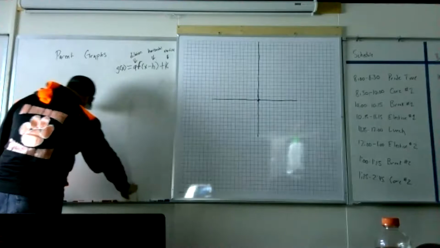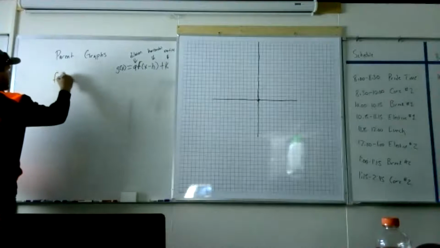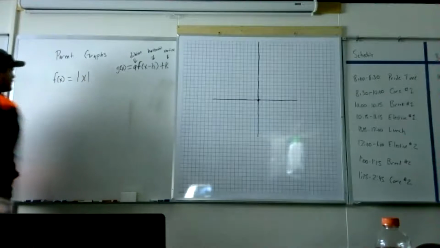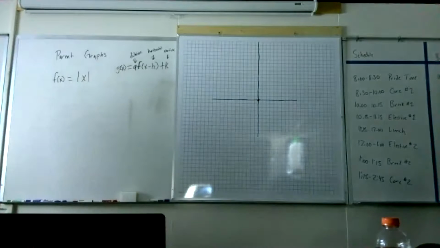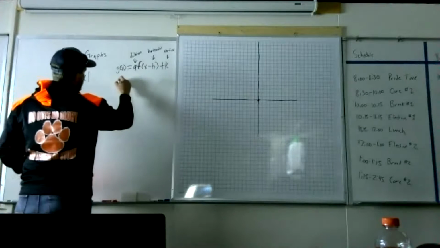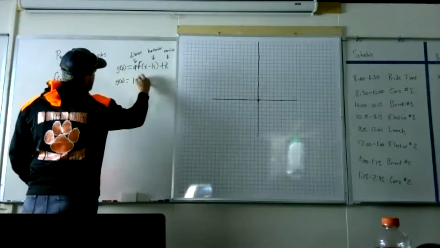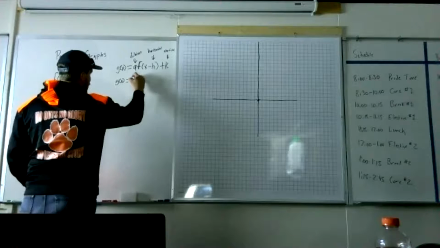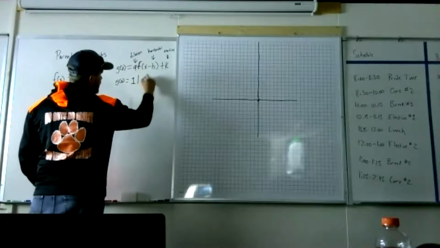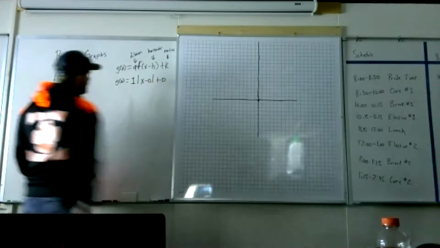Okay, and the final parent graph that we're going to be talking about is f of x is equal to the absolute value of x. Okay, absolute value, once again, it's that V. So if we were to put it in the general form, it would look like g of x is equal to 1 times the absolute value of x minus 0, just going to be x, plus 0.